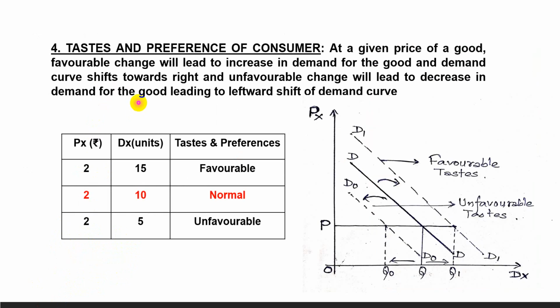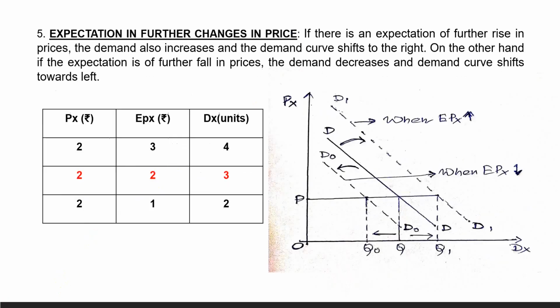Then we have favorable taste and preference, which will result in an increase in demand, and unfavorable taste and preference will result in a decrease in demand. In case of expectation of a further change in price, if the expectation is that the price will rise, then the demand for the commodity will increase and the demand curve will shift towards the right. And if the expectation is that the price will decrease, then the demand for the commodity will decrease and the demand curve will shift towards the left.